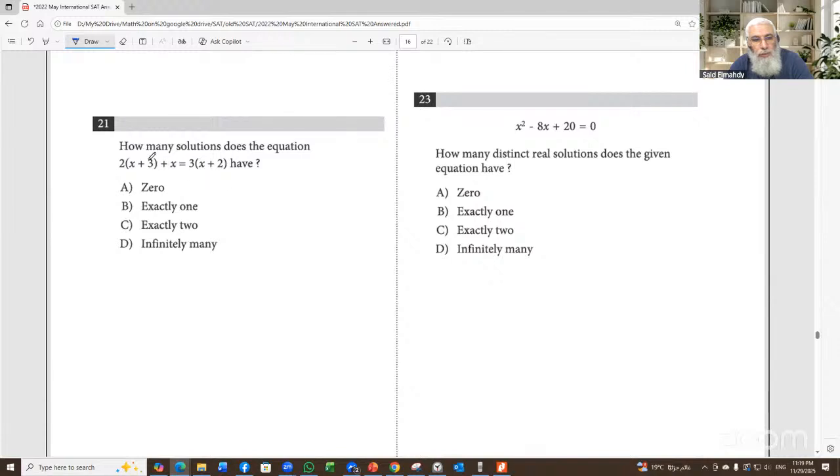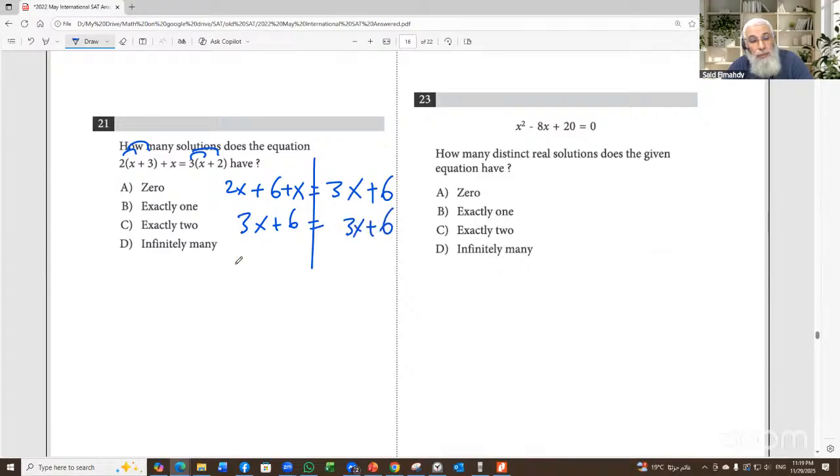Number 21, how many solutions does the equation have? So this equation, 2 times x, 2x, 2 times 3 is 6, plus x, 2x plus x is 3x plus 6, and the other side of the equation, 3 times x is 3x, and 3 times 2 is 6, 3x plus 6. This is infinitely many solutions. M1 is equal to M2, 3 is equal to 3, and B1 equals B2. This is infinitely many solutions.